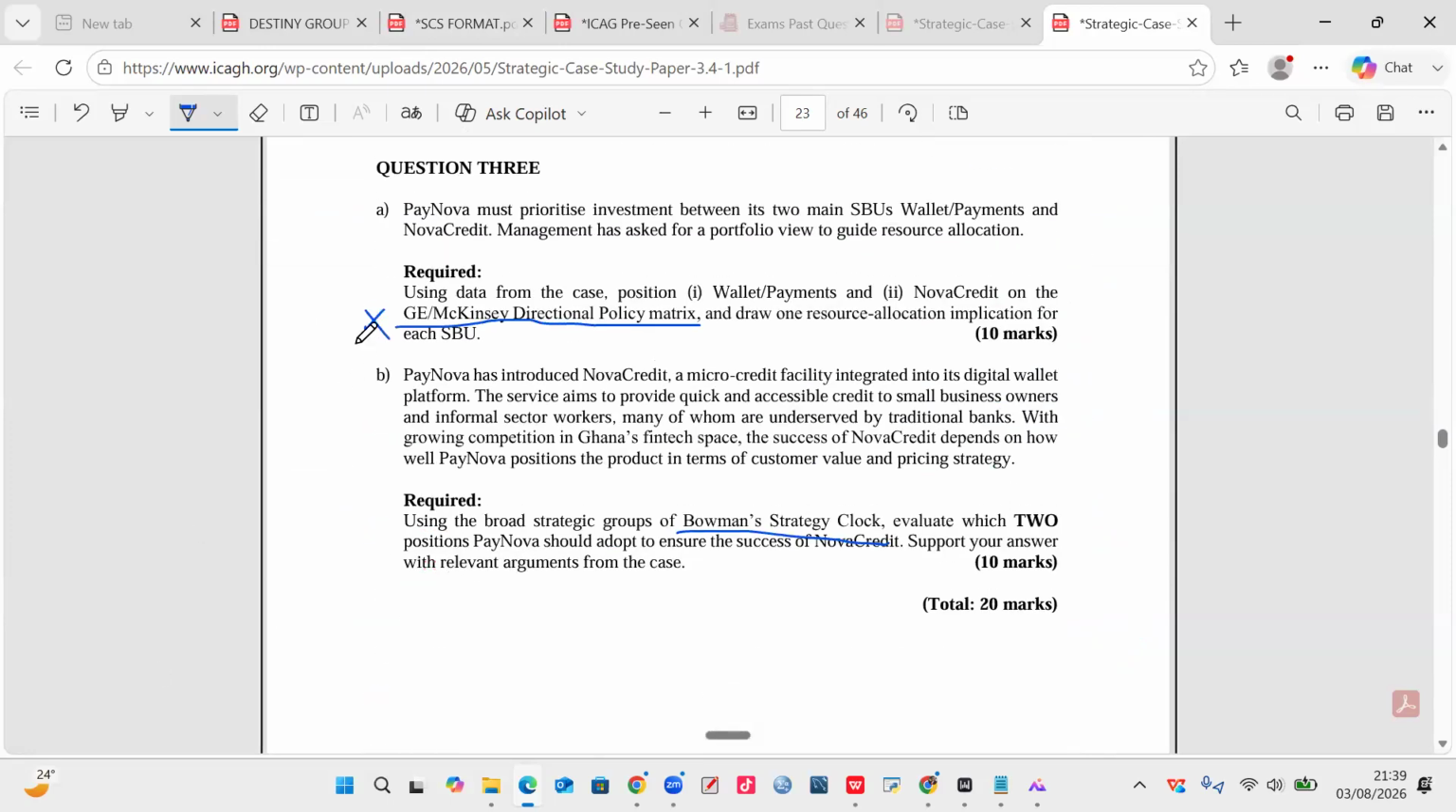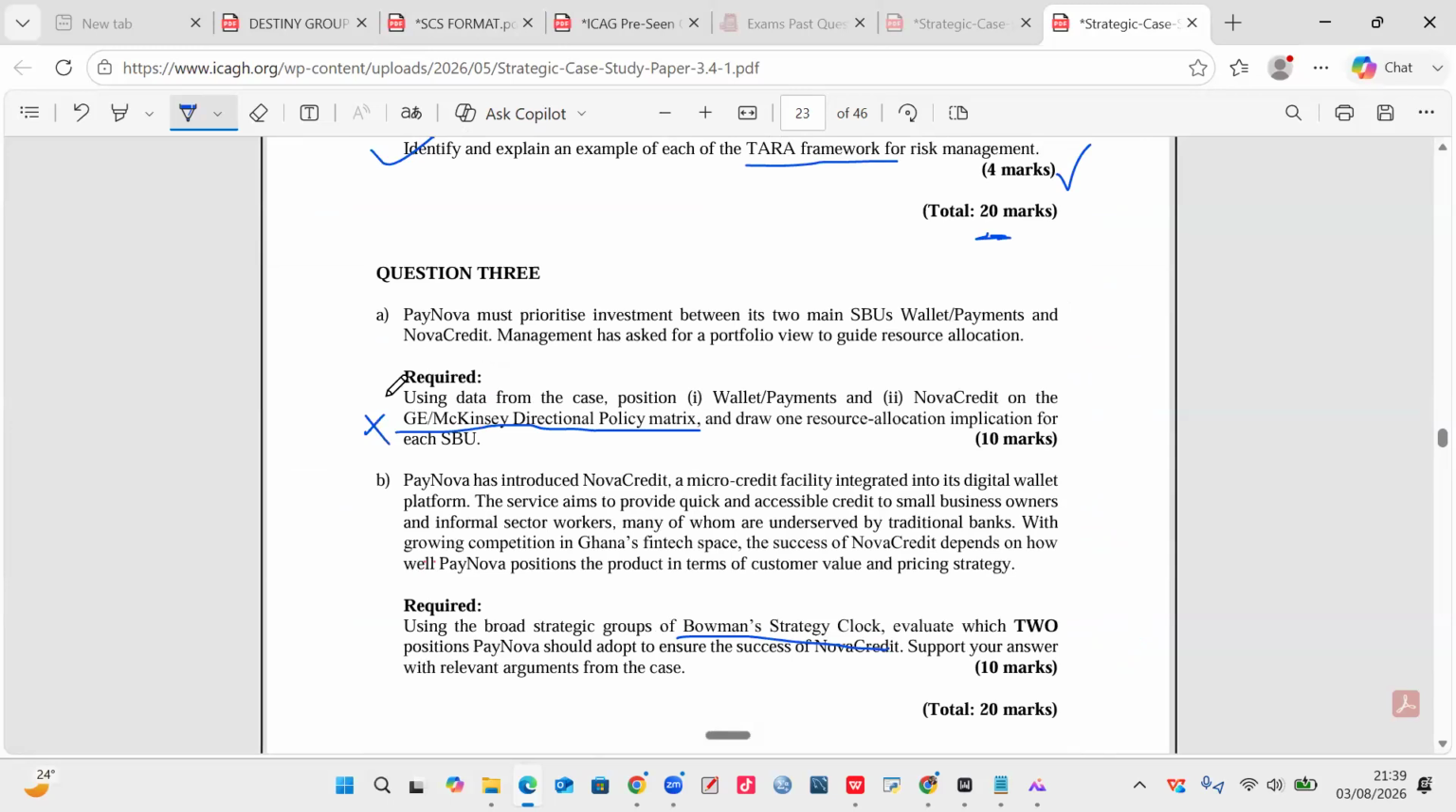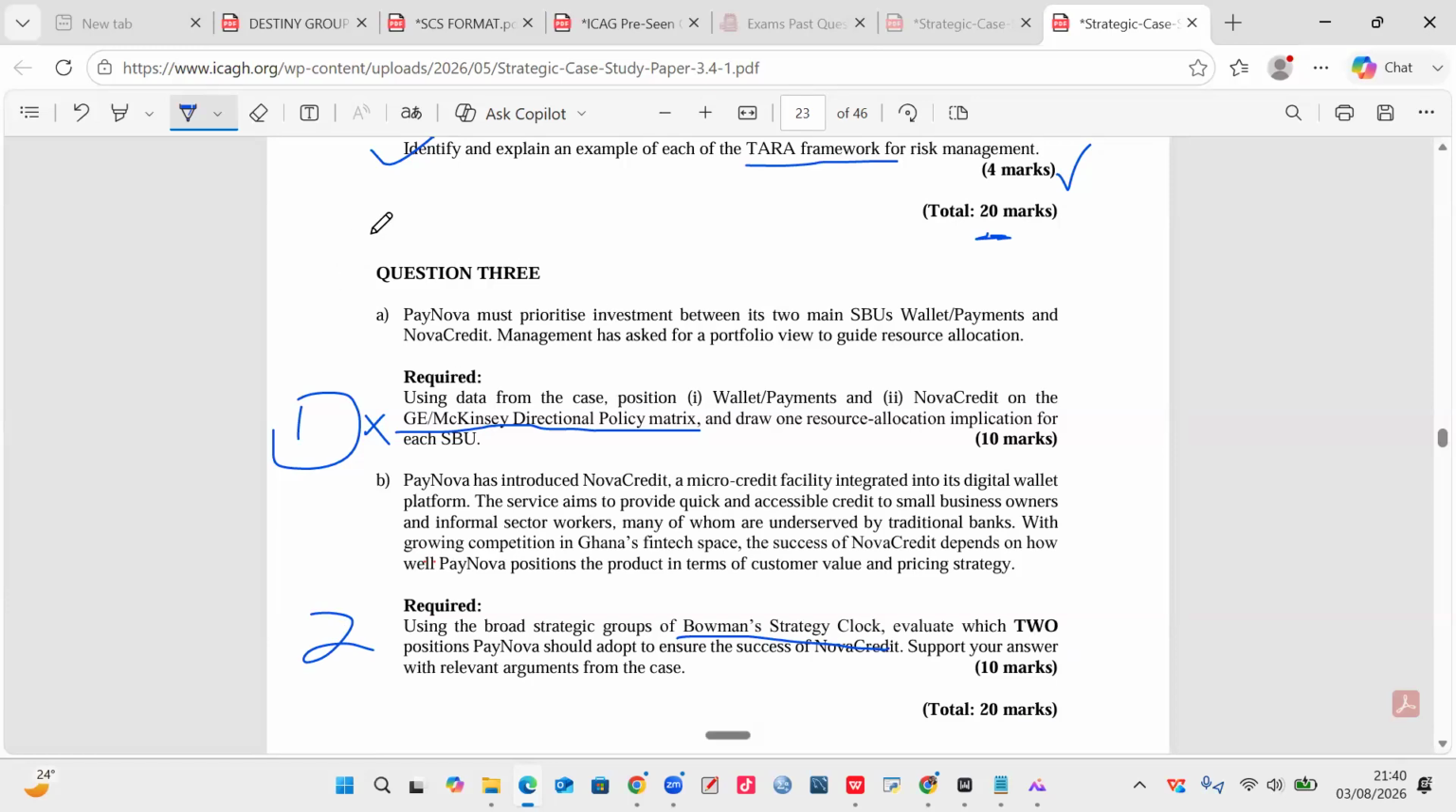Based on the questions per the requirement, I know which ones I'll start with first. Which ones will go next? The one I can solve best will be my first question. If it is question 5, I can start solving first, so I'll go with question 5. Then if the next question is question 3, that I can solve a bit better, I'll go with question 3. So assuming question 3 is what I want to start with first, when I read this GE McKinsey directional policy matrix, I was confused. But I realized that the Bowman strategic clock, I can easily remember and do it.